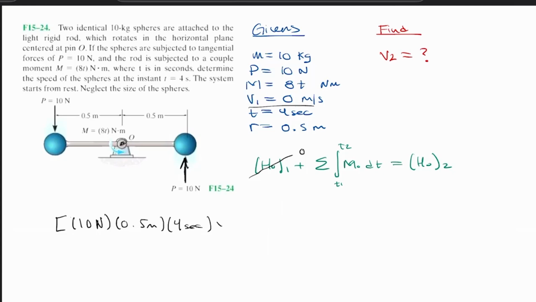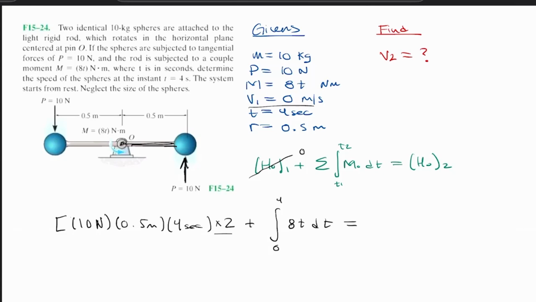And we multiply this times 2, because there are 2 spheres that have the same moment arm. So the 10 newton force times the moment arm of half a meter times the 4 seconds that it acts, that's the impulse, times 2 because there are 2 of those spheres. If there were more spheres, you would multiply by more. And then plus the integral of the variable moment right there, the integral of AT dt evaluated from 0 to 4.